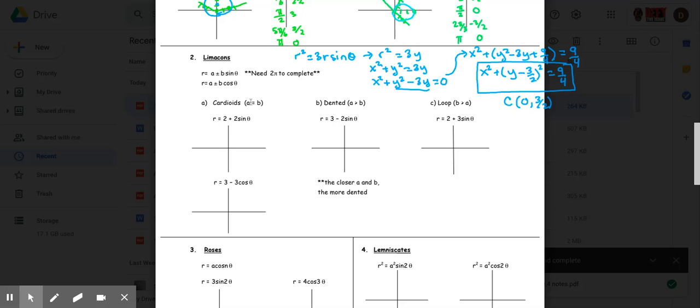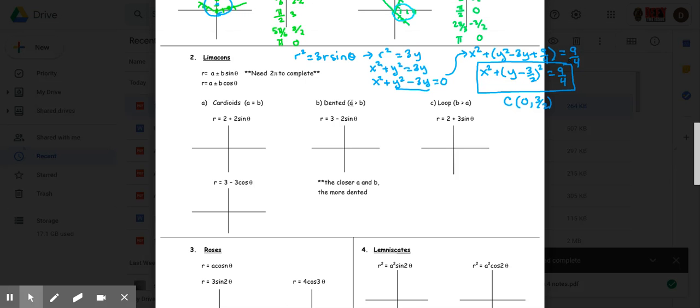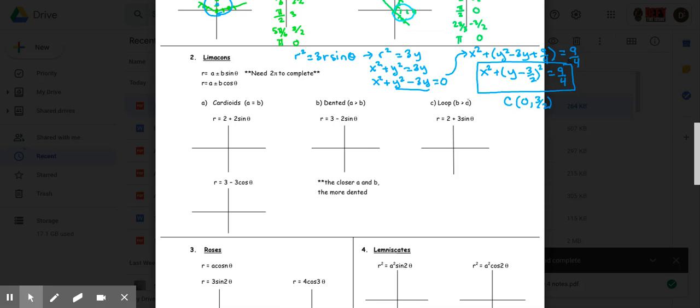Now, if a and b are the same number, it's a cardioid, which means it looks like a heart. When a is greater than b, it's going to be slightly dented, so it doesn't go in as much as a heart, but it is slightly dented. And when b is greater than a, you actually have a loop in the middle.